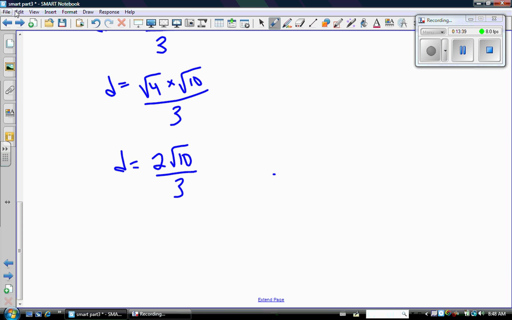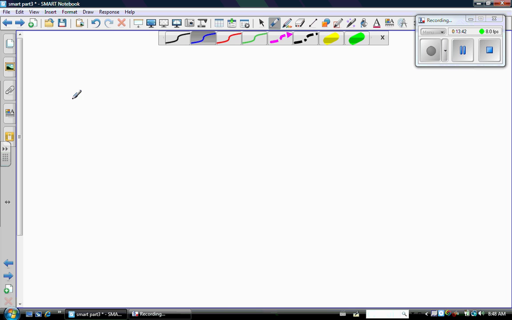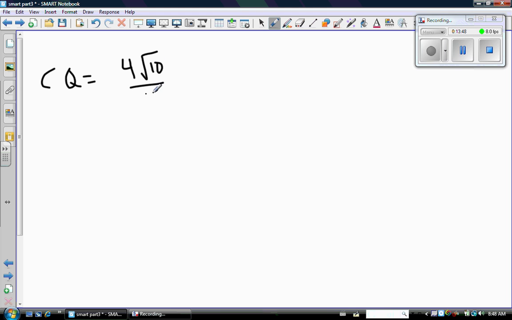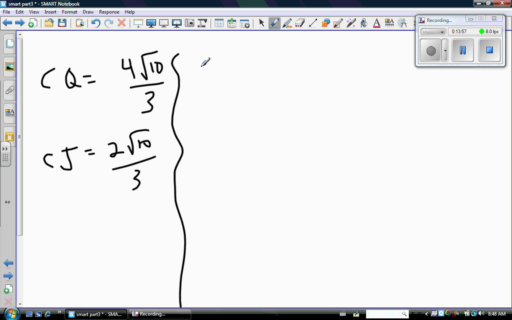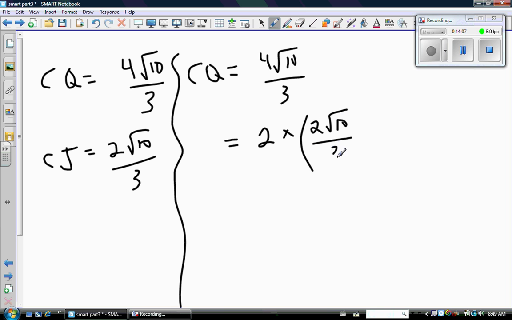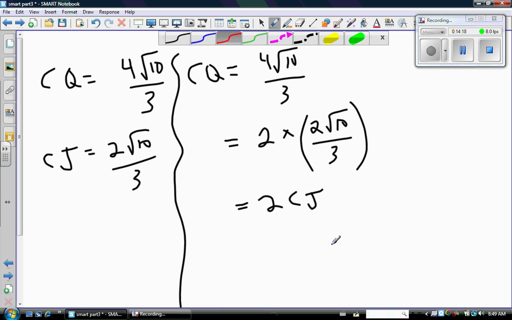So again, we had found that the length of CQ was 4 root 10 over 3. And the length of CJ was 2 root 10 over 3. And again, hopefully you see we've done the right math. So we can write that CQ is 4 root 10 over 3, which we can write as 2 times 2 root 10 over 3. And 2 root 10 over 3, hey, that's CJ. So I've shown that CQ is twice the length of CJ. And like we said before, let's put a little QED happy face.